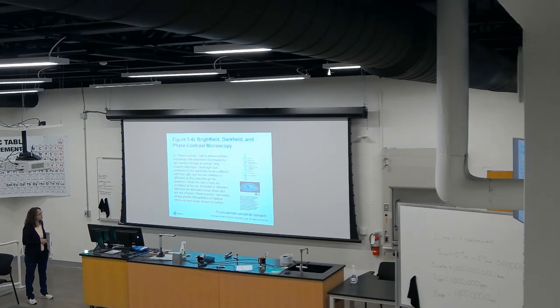So we have an annular diaphragm within this microscope, and then as the light goes, some of this light is going to be scattered by the specimen. In this case, you call it refraction and diffraction.